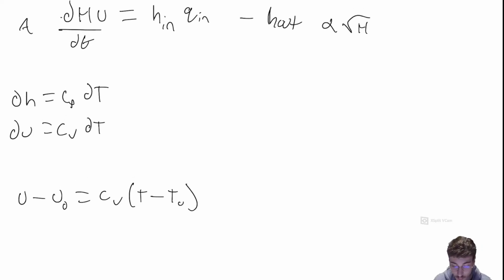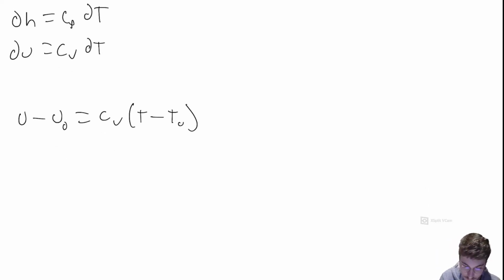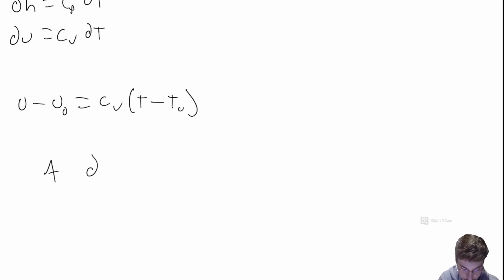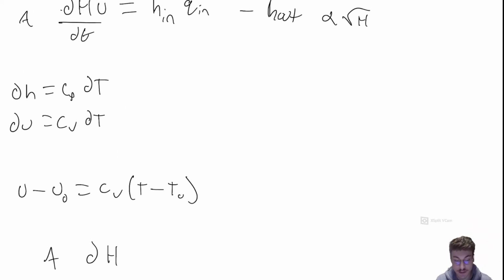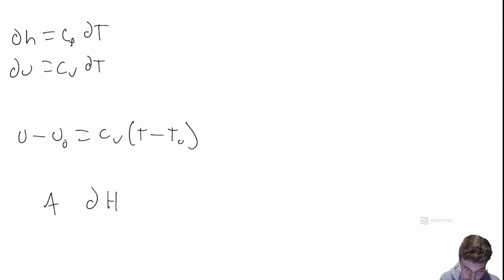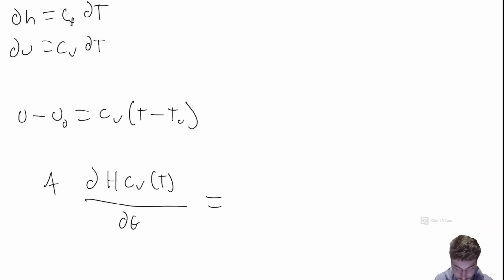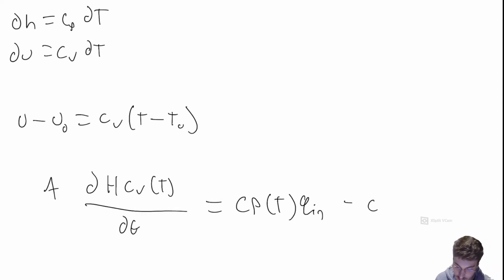So what this will end up being is A times the change in height, and then CV times T with respect to time, dT, and then this is equal to CP times the temperature times Q in, and then minus CP times the temperature times alpha radical height.